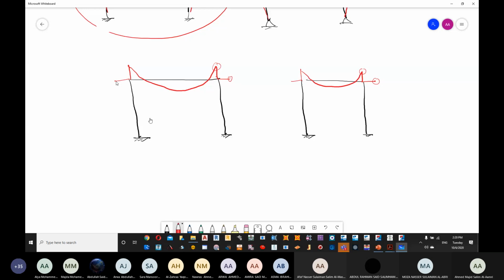Okay. Now the next step is this one. It depends on the value of moment and the value of load. We have two scenarios. Scenario number one, where it is going to be like this, where there is a moment value here and a moment value here. Or scenario number two, which is going to be like this.